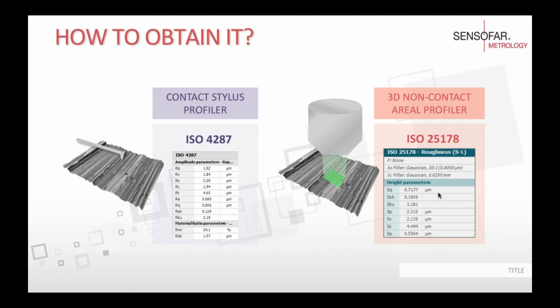So we have, in the first instance, the contact stylus profiler, which is equipment that is able to record a profile out of the surface, and the ISO applied here is the 4287. Then we have the 3D non-contact areal profilers, which are the ones that Sensofar is offering as a company. Those profilers are able to image an area within a surface.